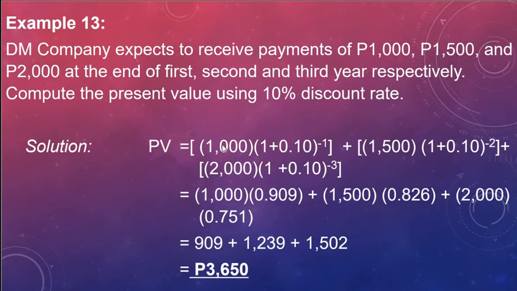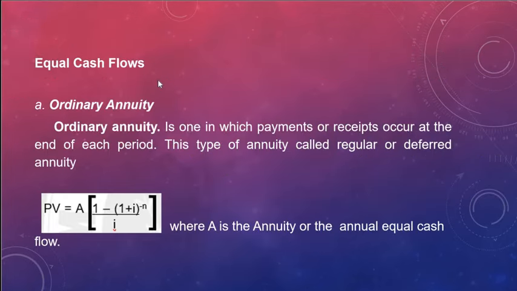Okay? So, that is kapag unequal yung ating cash flows. Now, let's proceed doon sa what if equal naman yung cash flows. So, kapag equal yung cash flows, sa dalawa rin, diba? It's either ordinary annuity or annuity due. So, kapag nagbayad, or yung payments or receipts na occur at the end of each period, then itong ordinary annuity yung applicable.